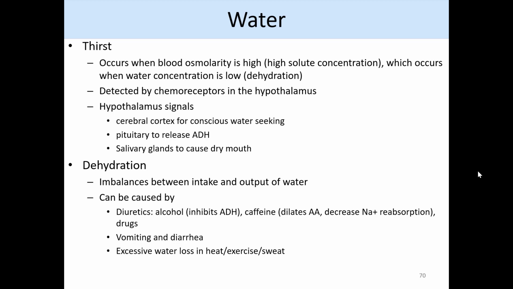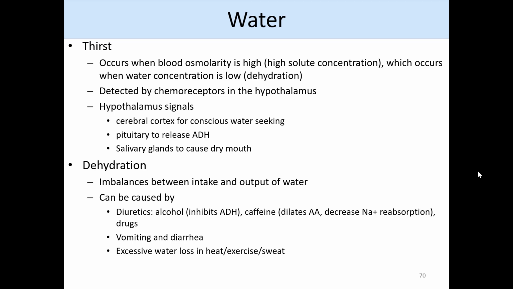Dehydration occurs when there's an imbalance between water intake and water output. And this can be caused by different situations. Sometimes it's caused by diuretics. Alcohol can be a diuretic because it inhibits antidiuretic hormone release. Caffeine can be a diuretic because it causes dilation of the afferent arteriole and it decreases sodium reabsorption.